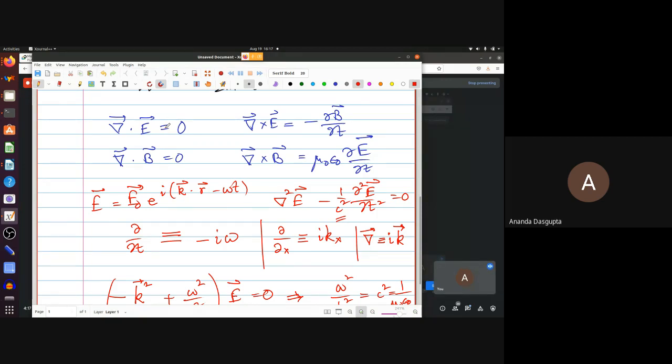If a complex field satisfies these equations, then the real part and imaginary part also satisfy the equation. And so when you say E is actually E0 e to the i(k·r − ωt), you don't really mean that. You mean the electric field is actually the magnitude of E0 times cosine of (k·r − ωt + φ), where φ is nothing but the phase of E0.